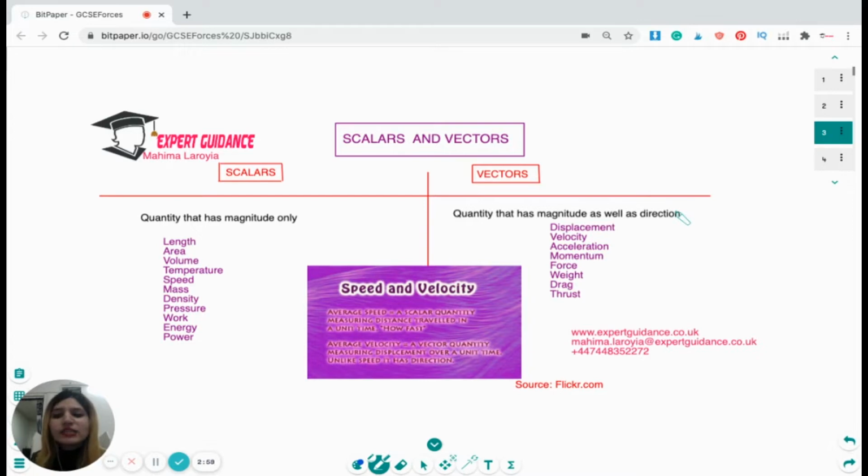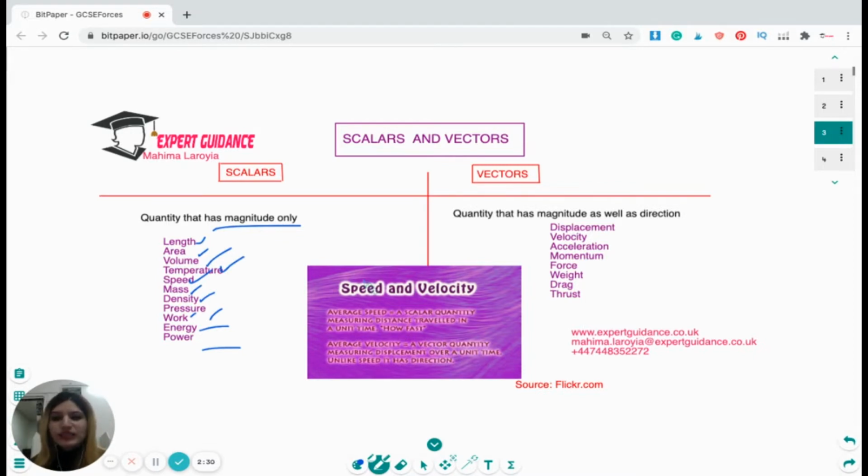Now, scalar quantities are those quantities that have magnitude only. They do not have directions. Whereas vector quantities have both magnitude as well as directions. The examples of scalar quantities are length, area, volume, temperature, speed, mass, density, pressure, work, energy, power. All these are the scalar quantities.